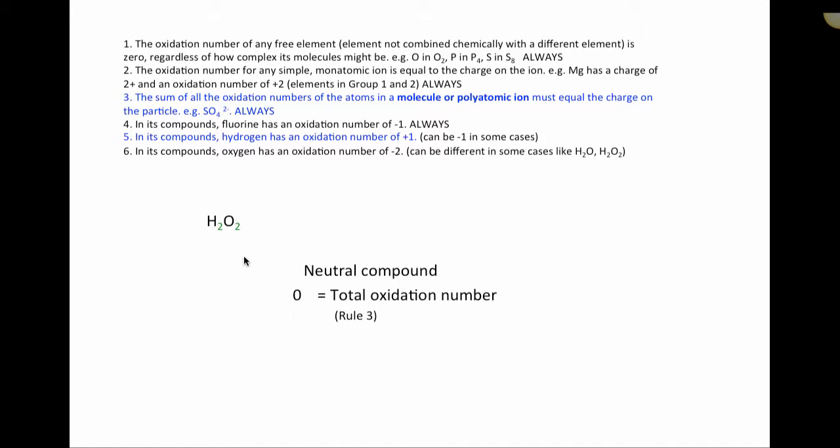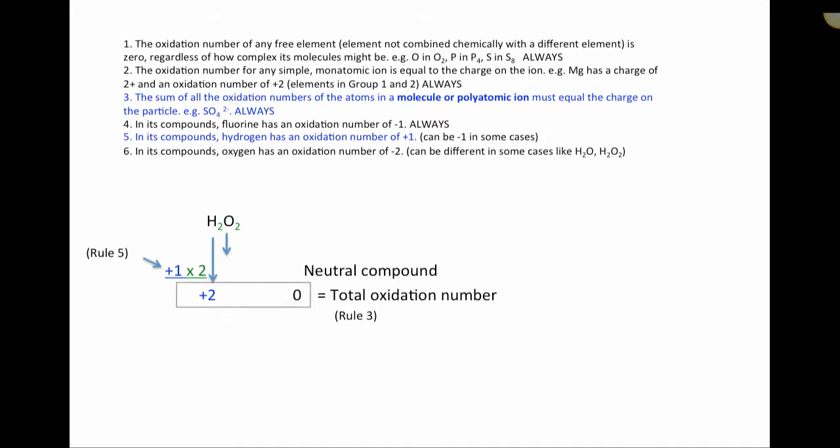Okay, here's another example, H2O2, and this is going to use a few different rules. Well, the same rule 3. The neutral compound, so the total oxidation number must be 0. But if I look through this carefully, hydrogen comes before oxygen, so I'm going to assign hydrogen first from rule 5. So each hydrogen is going to be plus 1, and there are 2 of them, so I multiply that by 2, and I get plus 2 overall for the hydrogen side.